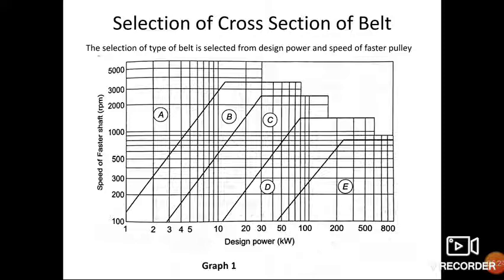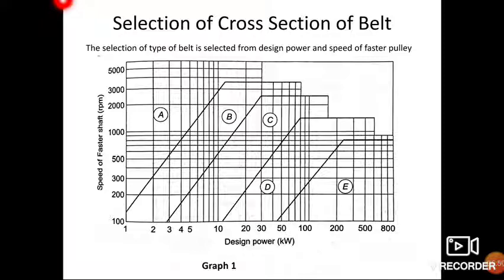And Z is used generally for low power transmission. A, B, C, D, E are used for general purpose applications. So now we have to select a type of cross section of the belt. Here you will see the symbols A, B, C, D, E, those are for general purpose application. Z is not here, that is for low power transmission. Now for the selection of belt, for that you should know the design power and the speed of the fastest pulley. Those two things you need to know.